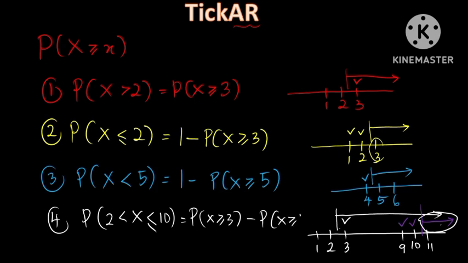Okay, so this is how we take probability from the statistical table. Everything now follows the form in the statistical table. I hope this video will help you in finding the probability for a discrete random variable. Thank you.